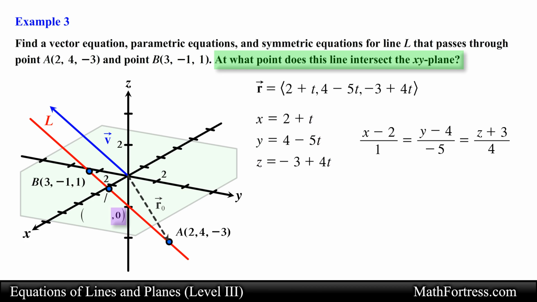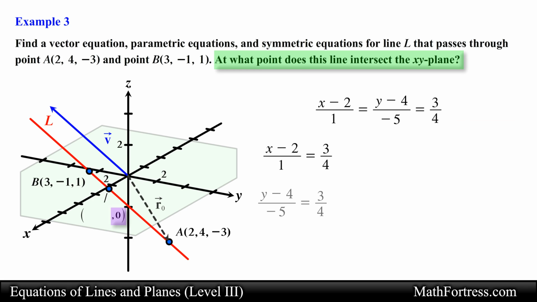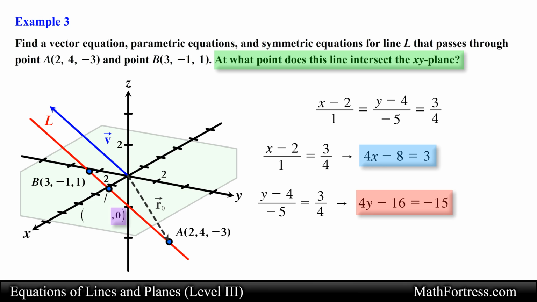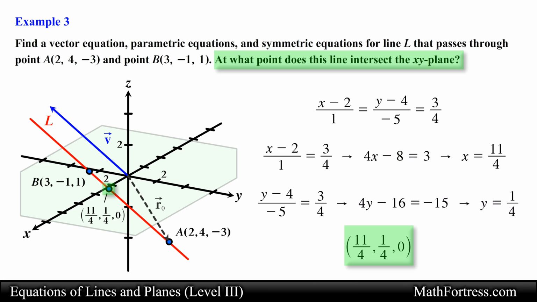We can also use the symmetric equations and set the variable z equal to 0. This would generate 2 separate equations that can be used to solve for the x coordinates and y coordinates of the point. Using this method, we obtain the following 2 equations. Remember that we can cross-multiply proportions to rewrite them into an equivalent equation. Solving for x and y, we obtain the following. In the end, line L intersects the xy plane at the following point. And this is our final answer.